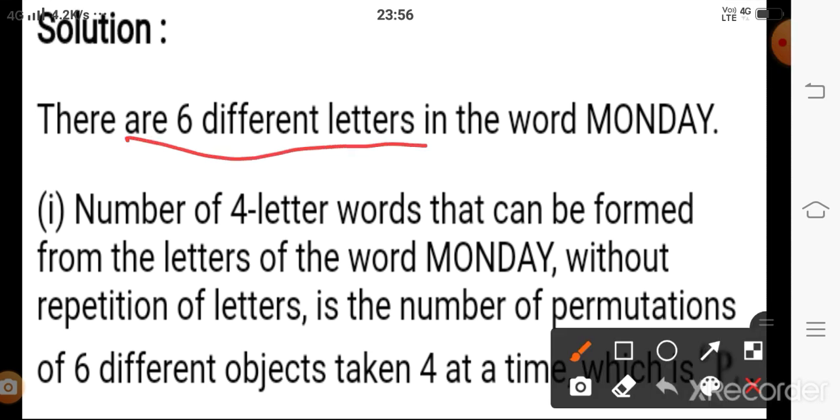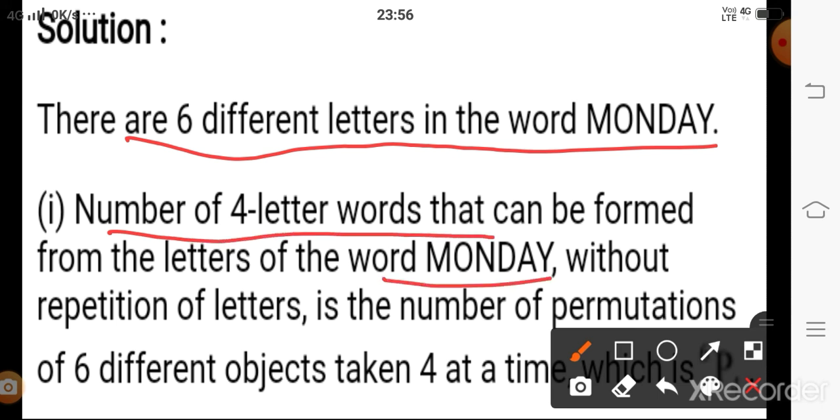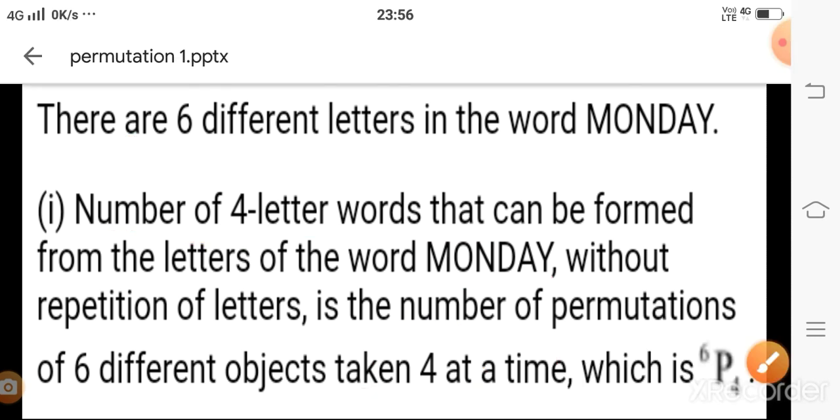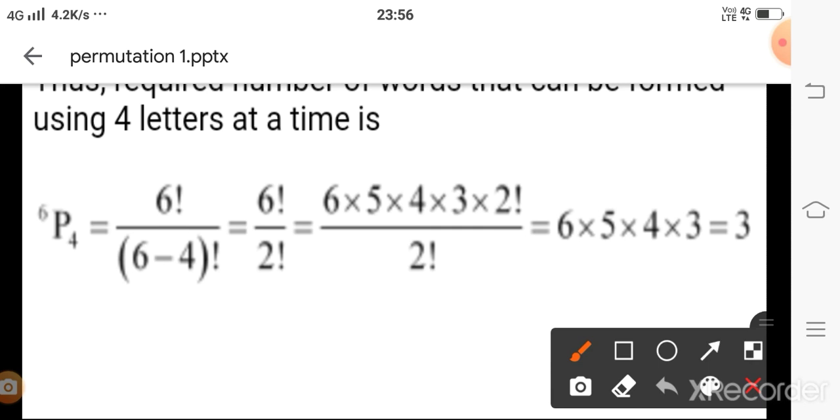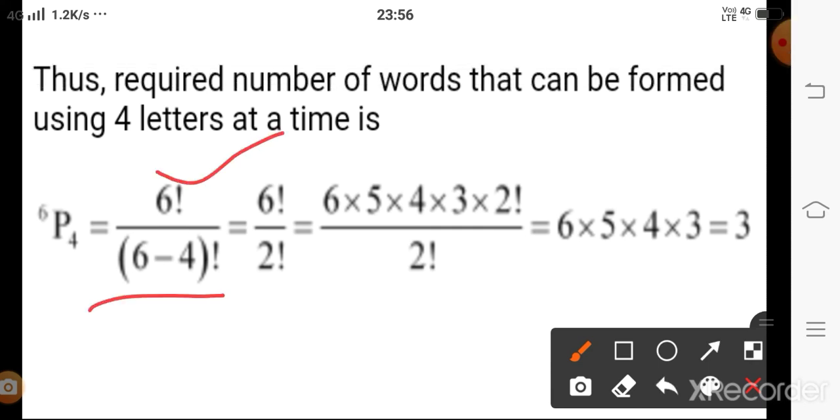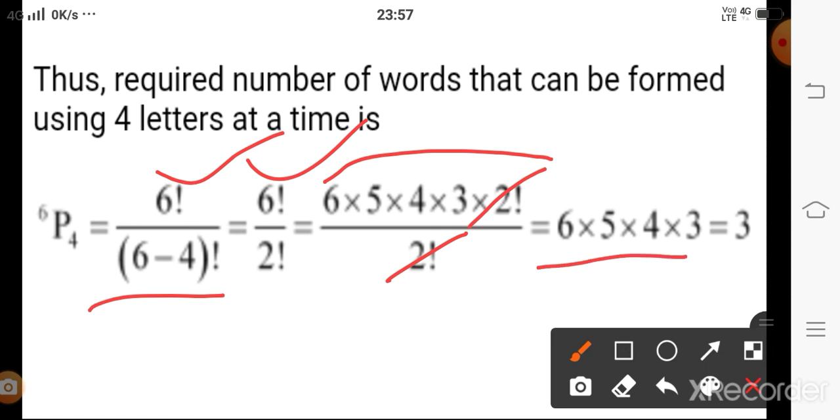Here there are 6 different letters in the word MONDAY. The number of 4 letter words we have to form by using the letters of the word MONDAY: out of 6 different objects we have to take 4 at a time, then 6P4. If we solve 6P4, this is 6 factorial upon (6 minus 4) factorial, means 6 factorial upon 2 factorial. And 6 factorial is written as 6 into 5 into 4 into 3 into 2 factorial. These will get cancelled out, and the product of the rest gives the solution. Find out the product.